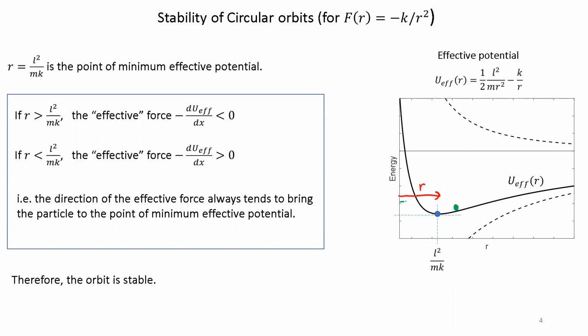So now you are at this R prime instead of R. The question is, what will happen? Under this effective potential, will the particle be made to go further and further away like this, or will it be driven back to this original position?